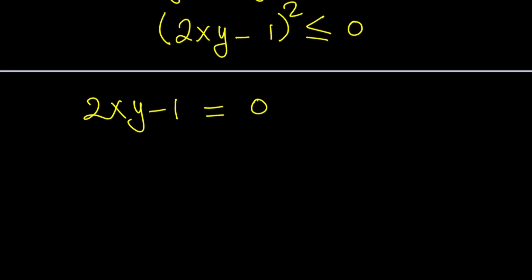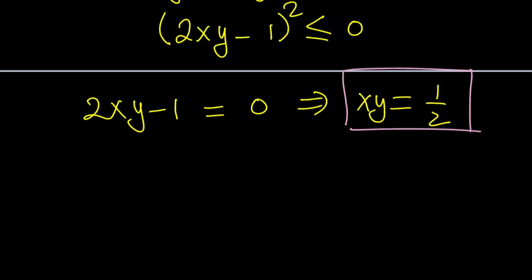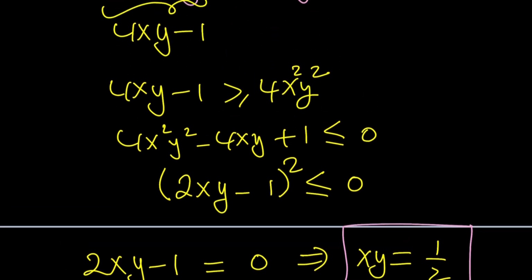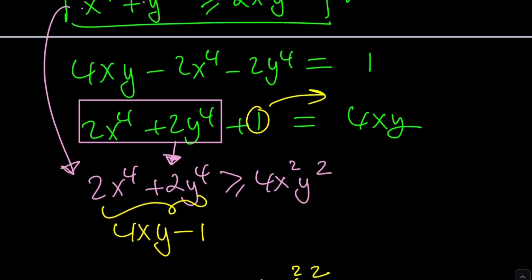From here, we get the following. xy equals 1/2. How awesome is that? Now, how do we use that information? In a couple different ways. You can isolate y and write it as 1 over 2x, and then consider the equation that we had and just plug it into that one. What was the equation that we had? Not the inequality, the equation. It's this one. Yay. Let's go ahead and use it.